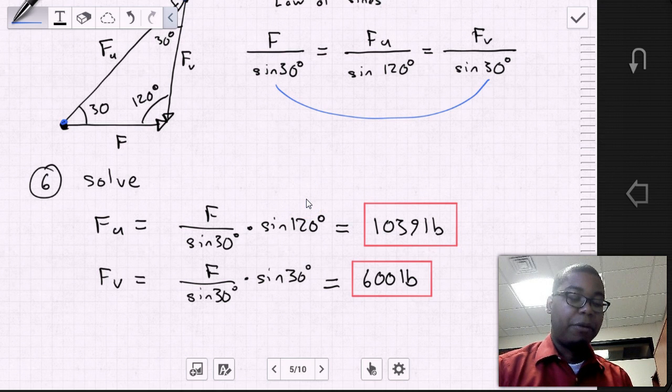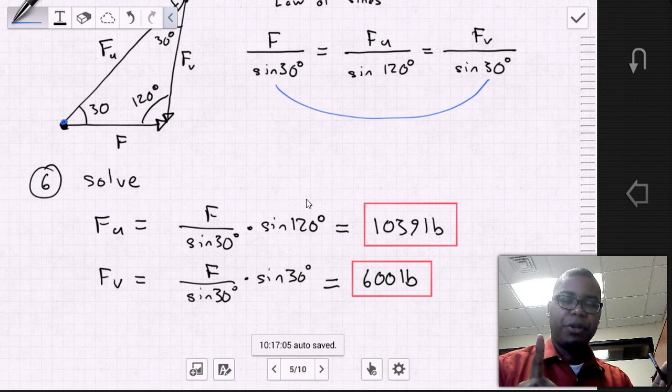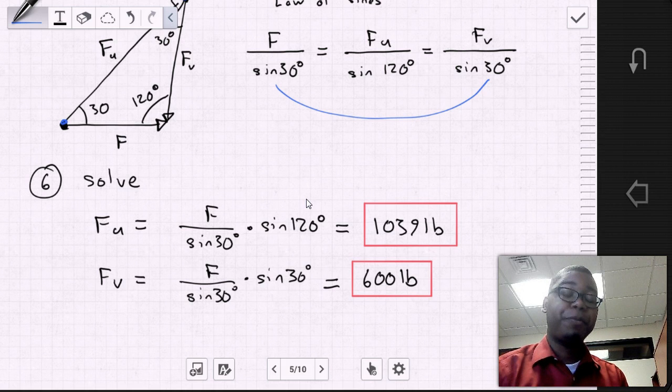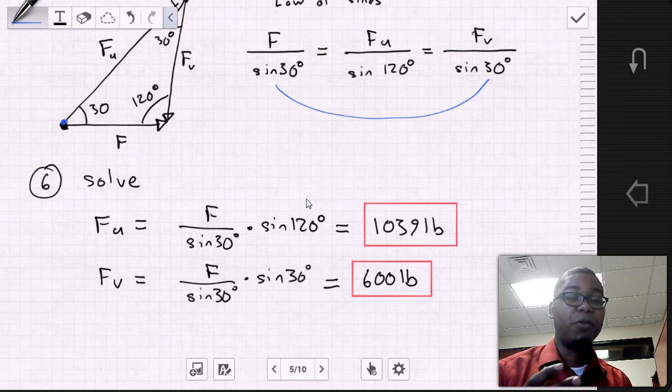Now note that the first problem we solved was a problem where we were given two force vectors and asked to find the resultant. In this problem, we were given the resultant and asked to find the two force vectors. In this section of the book, those are the two types of questions that you will be asked. You'll either be given a force resultant and have to find the two components, or you'll be given the components and have to find the resultant. And it's going to be very important for you to be comfortable with doing either approach.